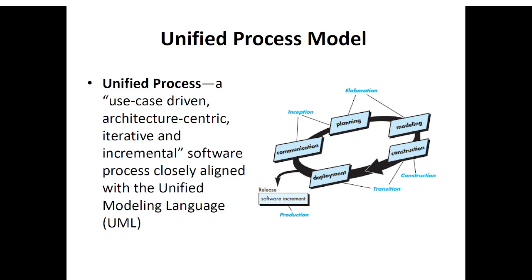The next is the unified process model that sir discussed as RUP. Unified process is a use case driven, architecture centric, iterative and incremental software process closely aligned with the Unified Modeling Language. So this type of process is highly dependent upon UML models that we have studied in our classes and previous lectures, that we have multiple UML diagrams like use case diagrams, class diagrams, sequence diagrams, activity diagrams, swim lane diagrams. This process depends heavily on these types of diagrams and how they get converted.